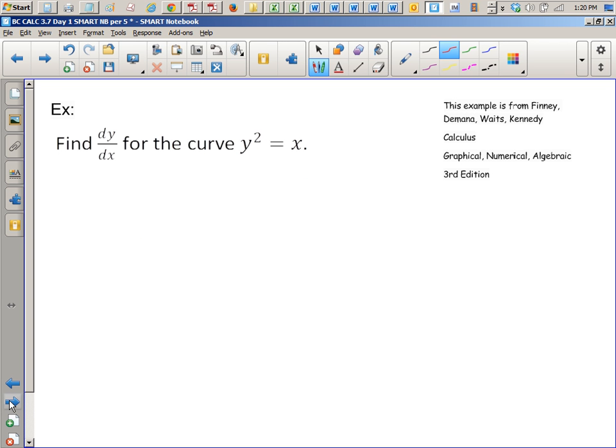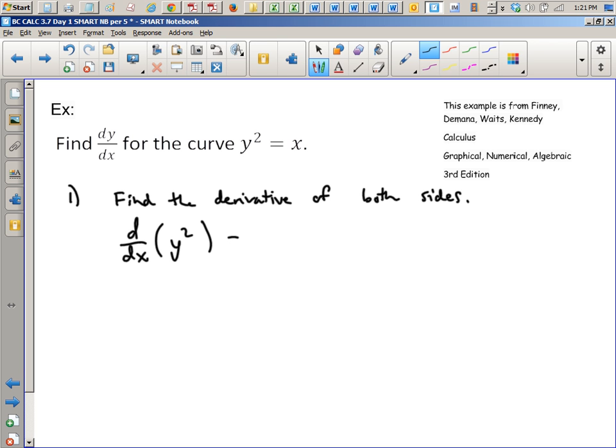Okay. So we're going to find dy dx for the curve y squared equals x. Now that would not be hard to isolate y here. You could square both sides. But I'd like to do my new method. I don't want to isolate variables. That's no fun. Let's jump right into the calculus. So step one said to find the derivative of both sides. So what I'm doing is I'm taking the equation, I'm putting a d dx on both sides like this.